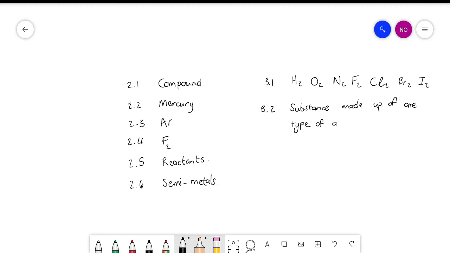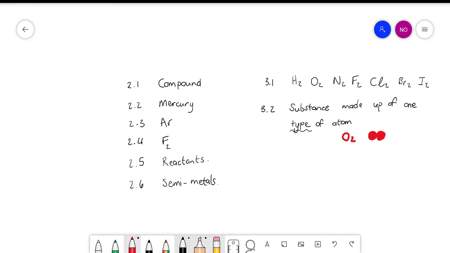You have to write down type. Because remember, when we're talking about O2, there's two atoms. But it's still an element, right? It's a diatomic element, but that has two atoms. But they're the same type of atom.